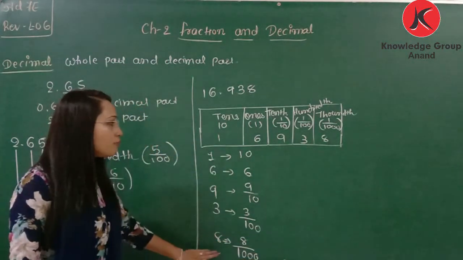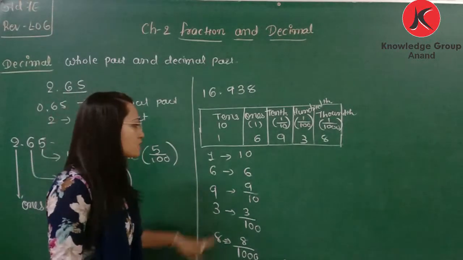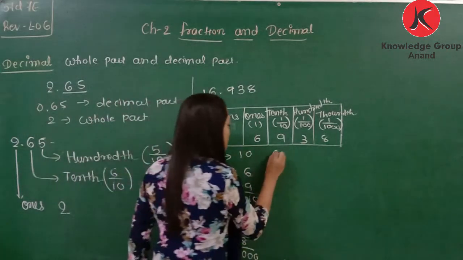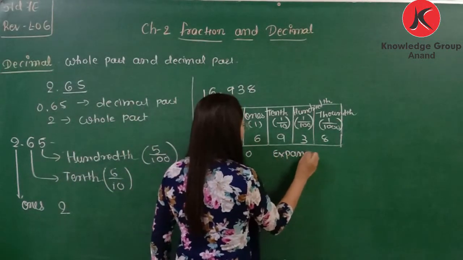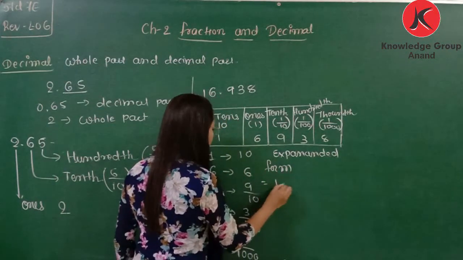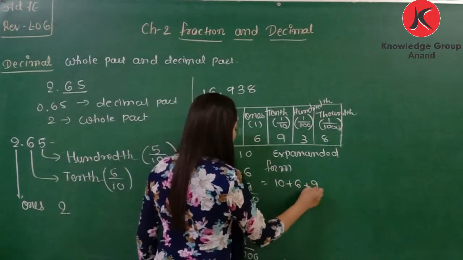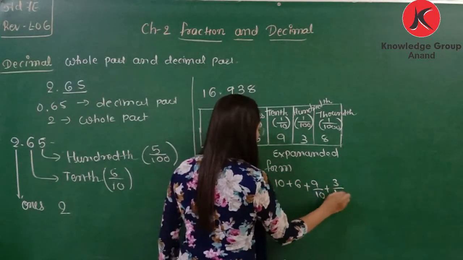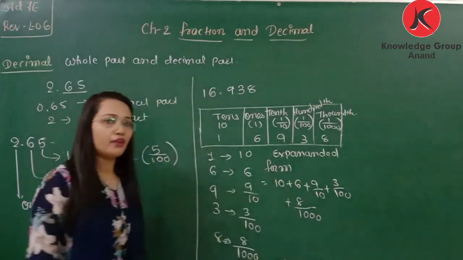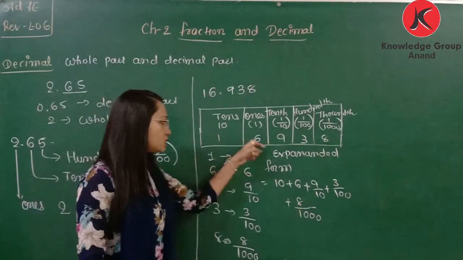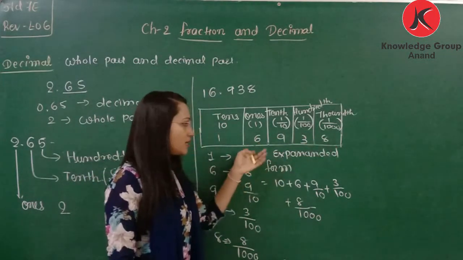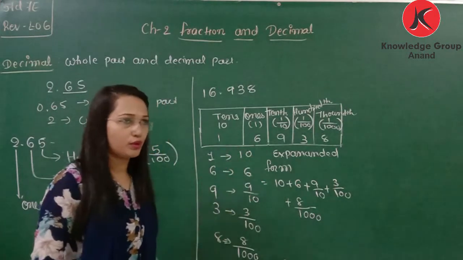Now if we want to write the expanded form, the expanded form is writing the place values in addition form. So the expanded form is written as 10 plus 6 plus 9 by 10 plus 3 by 100 plus 8 by 1000. Clear? We can read this and give the name as 16.938. So that is the number name for this decimal number.